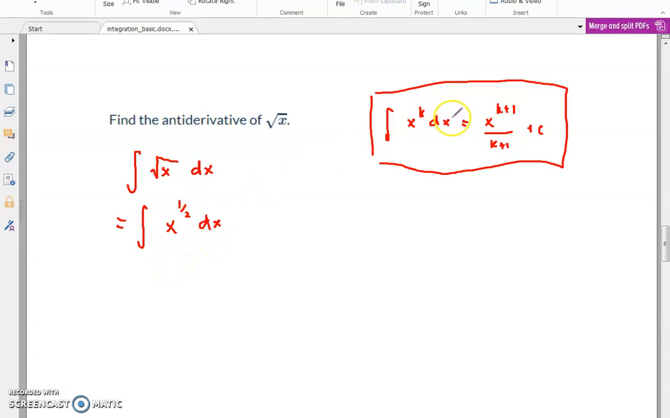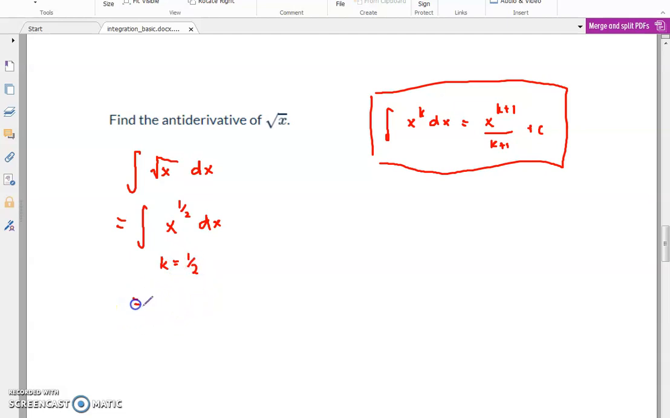By comparing this function with the formula, especially this part, we can say that the value of our k, or the power here, is equal to half. So the value of k is equal to 0.5 or 1 over 2.